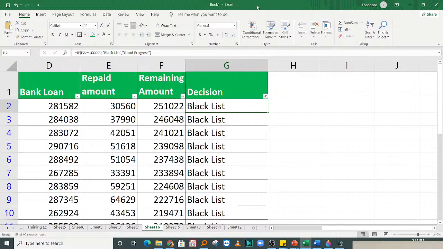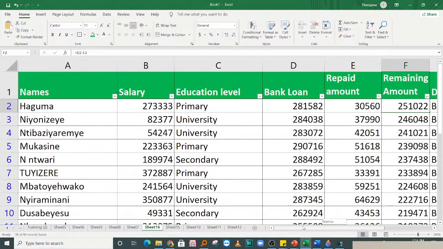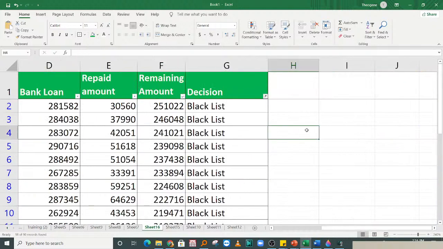Okay, so I think that's very clear. So I think I have to continue with other decisions. So we have this. Okay, we have the salary. So I need to know the salary structure. How is salary structured?